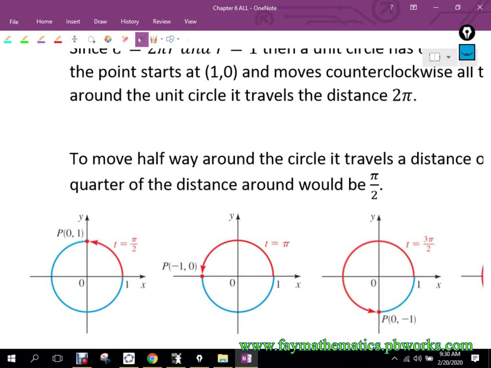Okay? Get your calculators out real quick. Anyone you want, as long as it's got radian mode on it.